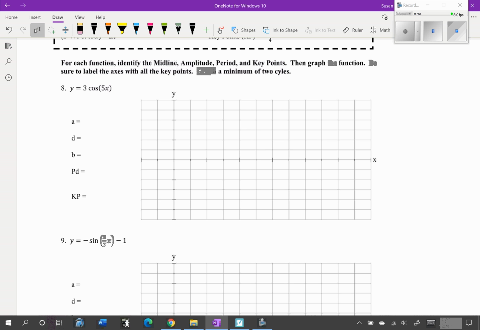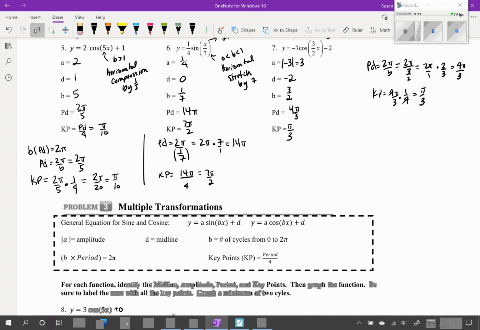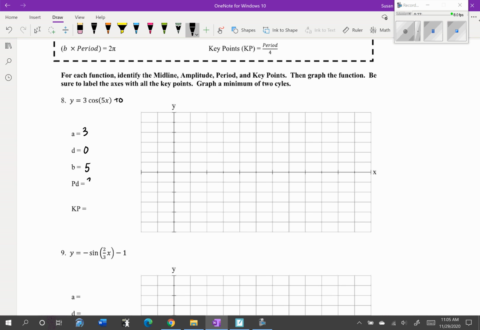So for this first one, our a value for amplitude is 3. Our d value, because there's nothing there, plus 0, is 0. Our b value is 5, and we just did this problem. If you go back up here, we have a 5 for a b value. Our period is 2 pi over 5, and the key points are pi over 10. So the period we know is 2 pi over b, and the key points are going to be pi over 10, because again, 2 pi over 5 times 1/4 is 2 pi over 20, which gives us pi over 10.